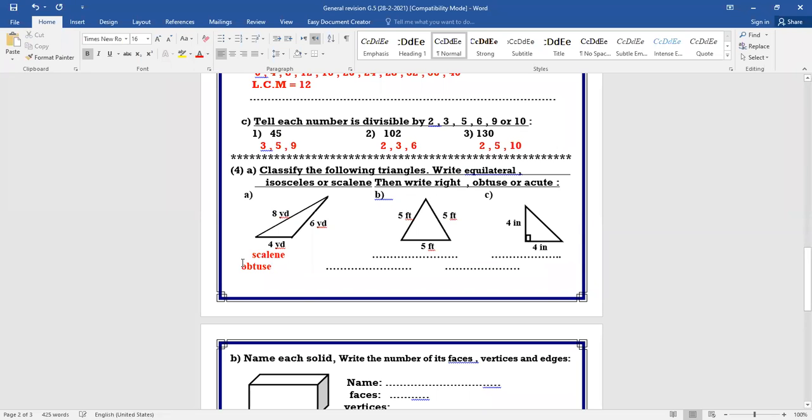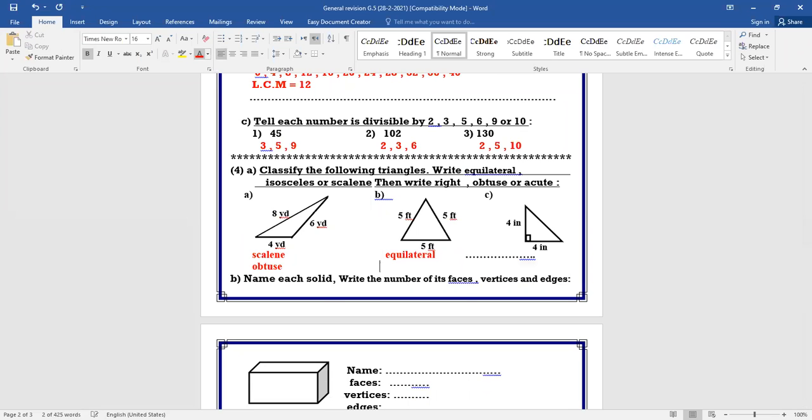The second triangle. What is the kind of this triangle according to the length of its sides? Equilateral, isosceles, or scalene? Equilateral. All its sides are equal here. Type according to the measure of angles: acute. All angles here are acute. It will be an acute triangle.